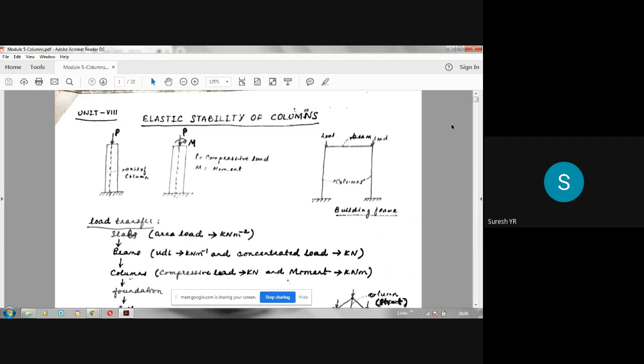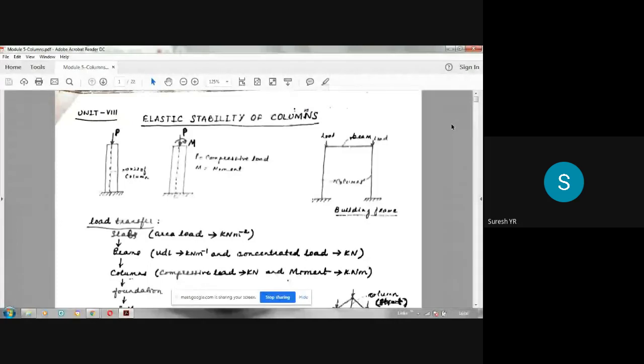Then we have to take up some problems on that. Then we have to go for Rankine's formula. The first formula is Euler's formula, and the second formula is Rankine's formula. So how to derive Rankine's formula, and problems on that. If I do that, then your 5th module will be over.